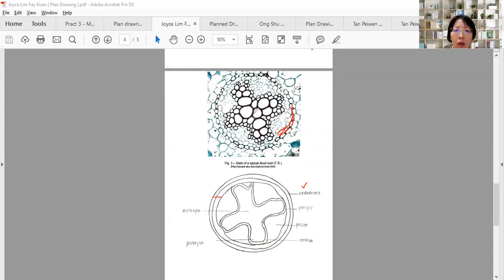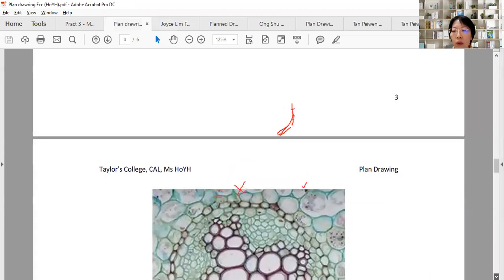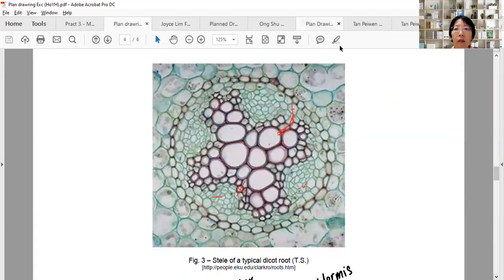cambium or not got, but the location of the cambium is wrong. The location of the cambium is wrong already. So let's go back and check the clearer micrograph. Now, cambium, you look for the smallest cells, located here, flat and rectangular, right? So this will be the cambium.